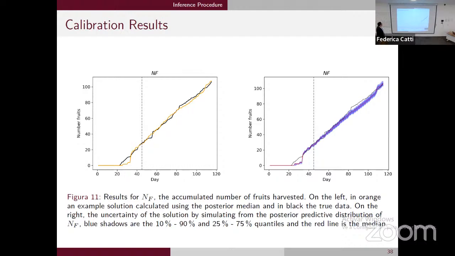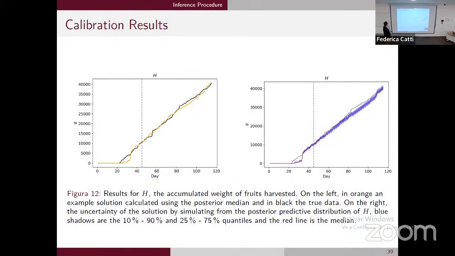These are the calibration results for NF, the accumulated number of fruit harvested. In this graph, we can see that almost all the time the simulated values, the orange line, are close to the true values. And in this graph, we can see that almost all the time the true values are inside of the credibility region. The true data are the dotted line. These are the calibration results for HF, the accumulated weight of the fruit harvested. They also were okay.